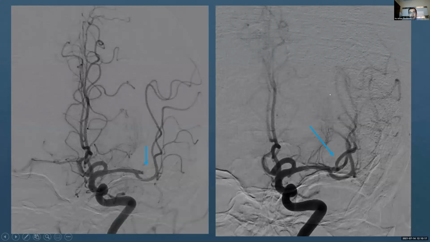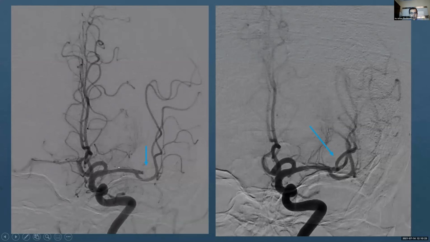Okay, and this is actually the image from the angio, which I'm not going to get into, but basically you can see here they give IV contrast, they give IV dye, or it's not IV, it's actually in the artery.